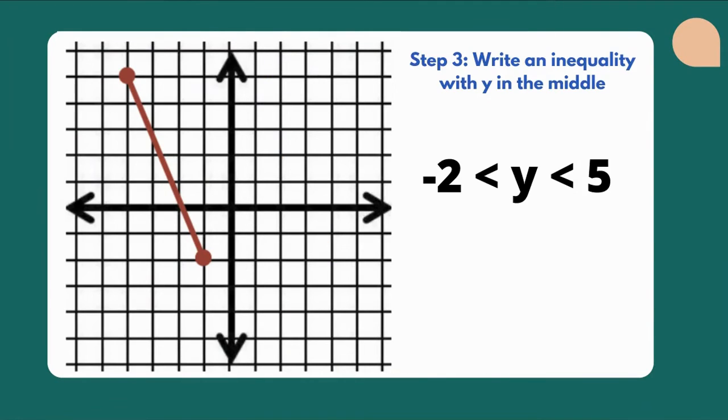Finally, we will take -2 and 5, and we will write an inequality with y in the middle. But again, we notice that we have 2 closed circles at either end of our inequality, so we need to draw the line underneath our inequality statement. So our final inequality statement for our range says -2 is less than or equal to y, which is less than or equal to 5.